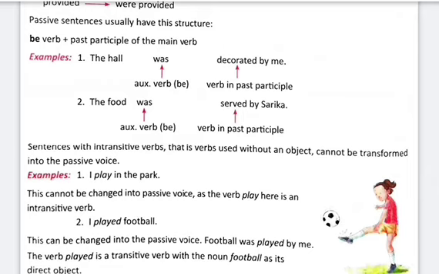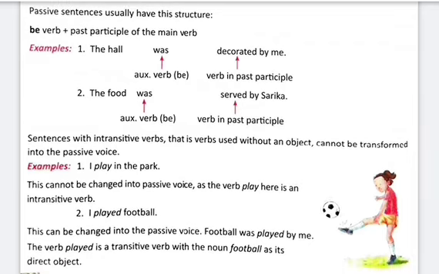Now, if I want to change it to passive, then I have to first find out the object in the sentence. I decorated the hall. What did I decorate? The hall. The hall is the object. So in passive voice, the object will be the subject. If I want to change it to passive voice, then this hall will be the subject.